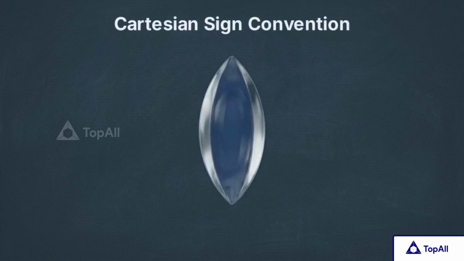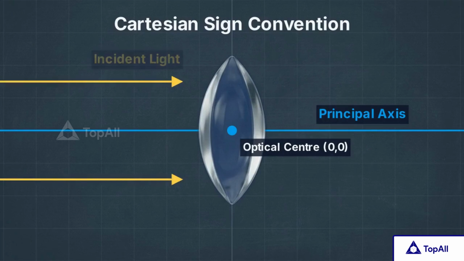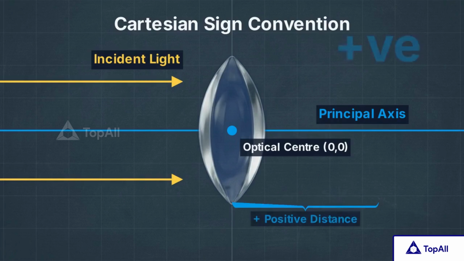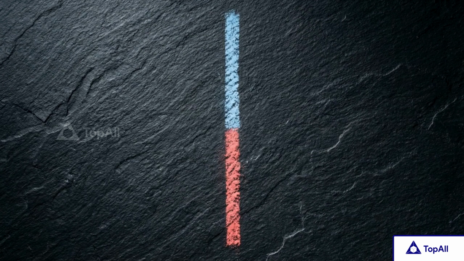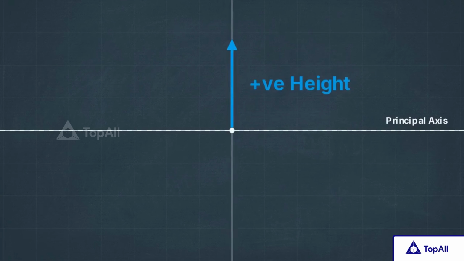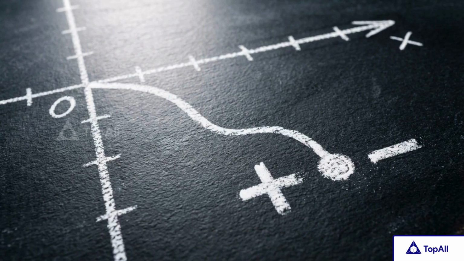Under the Cartesian sign convention, the optical center sits at the origin of a grid, with the x-axis as the principal axis. Incident light always moves from left to right. Distances measured in this same direction are positive. Opposite distances are negative. The vertical axis follows standard graphing rules. Heights measured upward from the principal axis are positive, and heights measured downward are negative. By locking distances to a coordinate plane, the physical direction of the light's bending is automatically embedded into the math. The sign of the final calculation tells us exactly where the light is going.